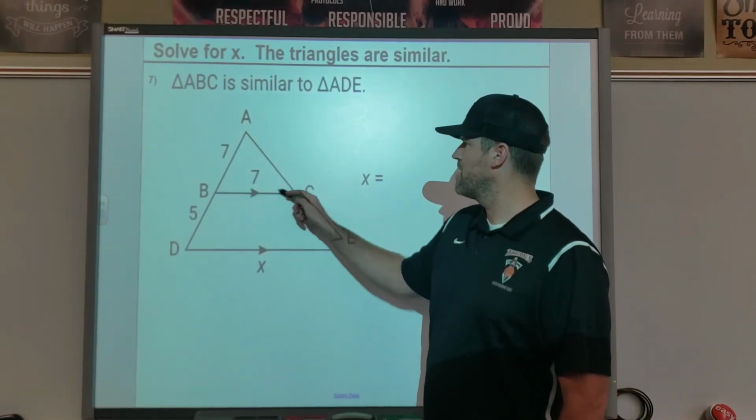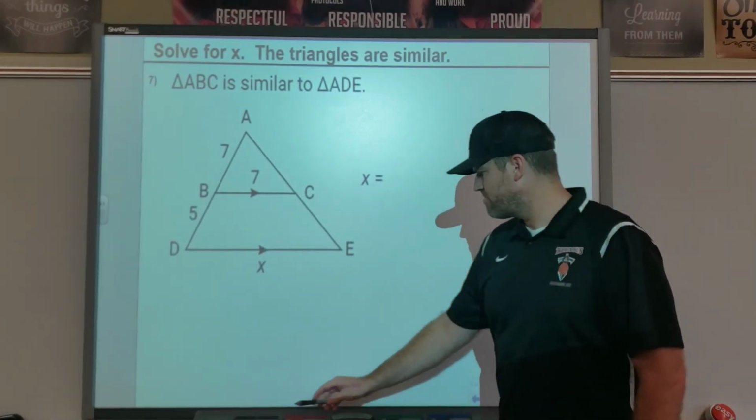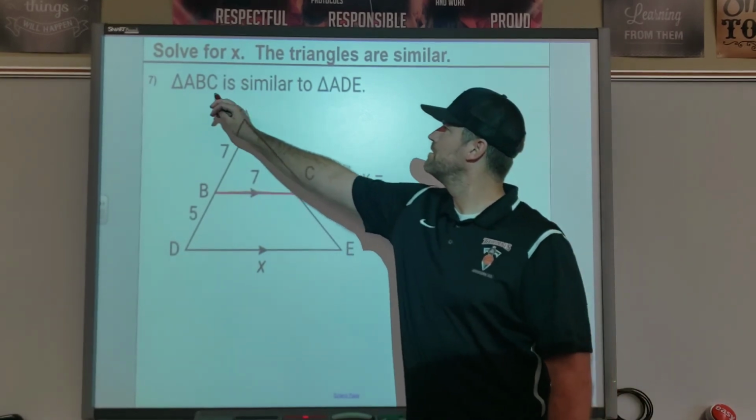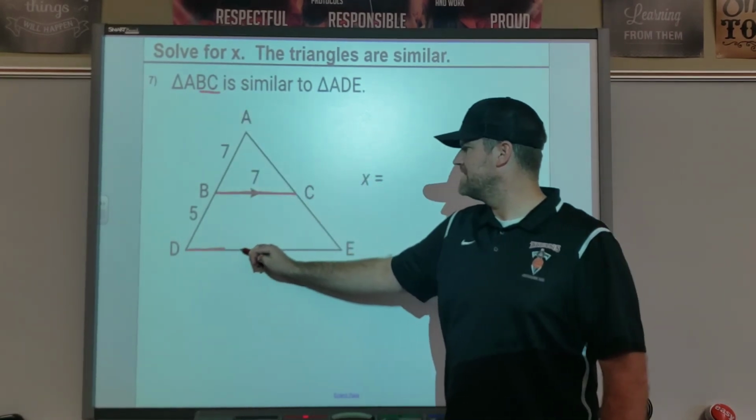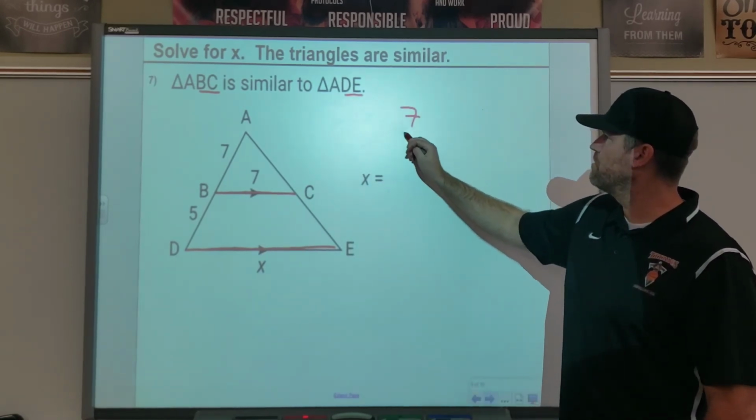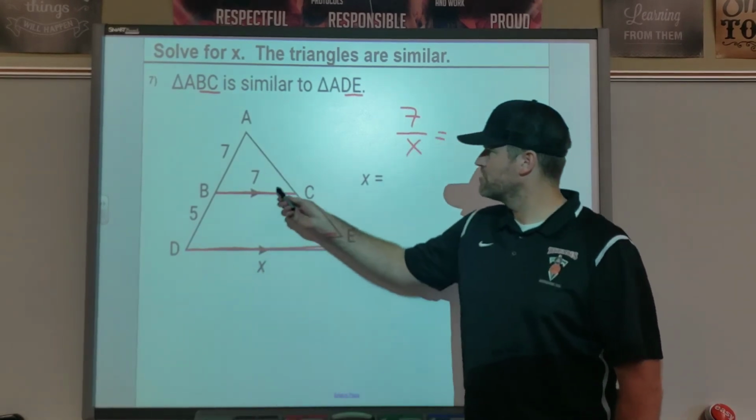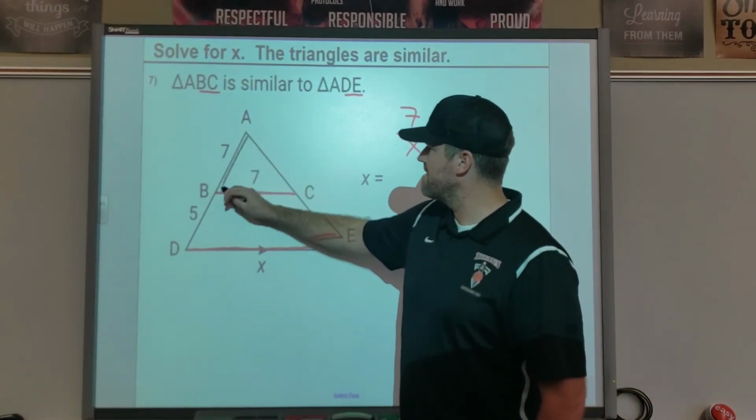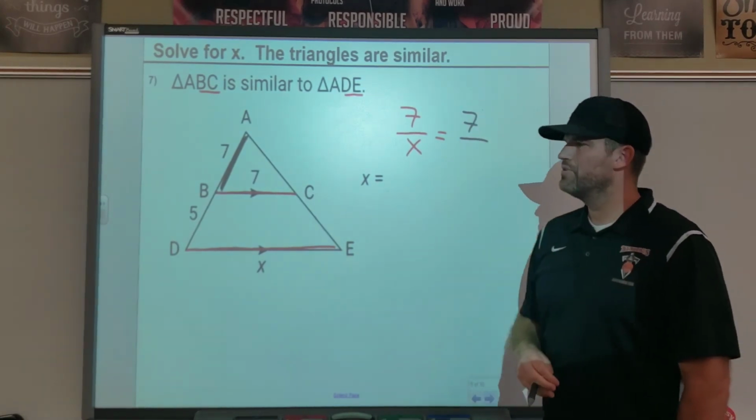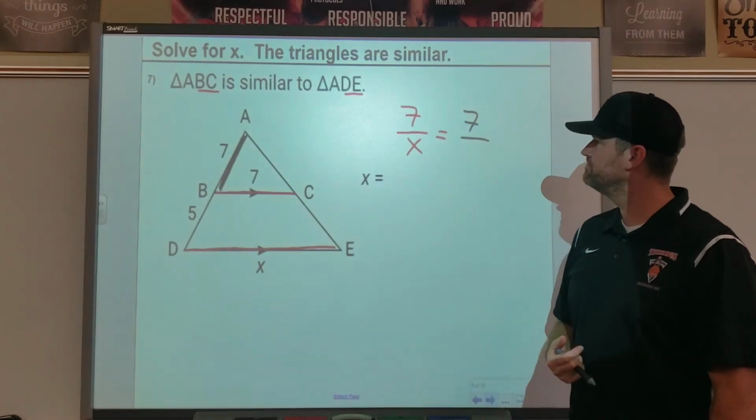All right. Triangle ABC is similar to triangle ADE. So we've got the little triangle again. We've got the big triangle. And I noticed right off the bat that side BC is similar to side DE. So I'm going to make a proportion of 7 over x. And then in the smaller triangle, the other side I know is this 7 right here. And which side will that 7 go with? How long is its corresponding side?